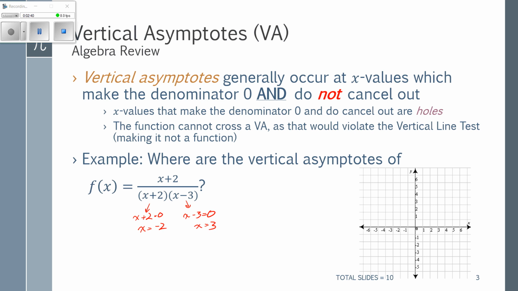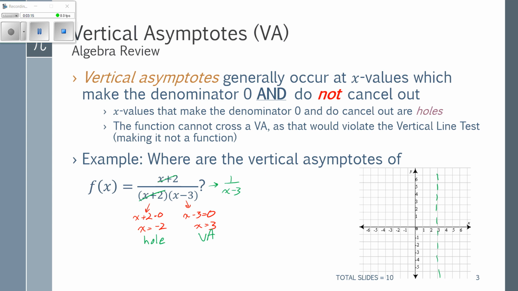But I can also see that I can simplify my function by canceling out the x plus 2's, leaving me with 1 over x minus 3. In this case, what caused x equals negative 2 to be a discontinuity got canceled out. What caused x equals 3 to be a discontinuity did not cancel out, so this is a vertical asymptote. So I know graphically there is a vertical asymptote here at 3.